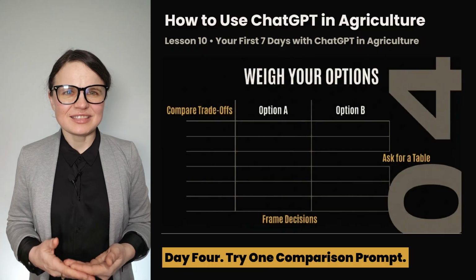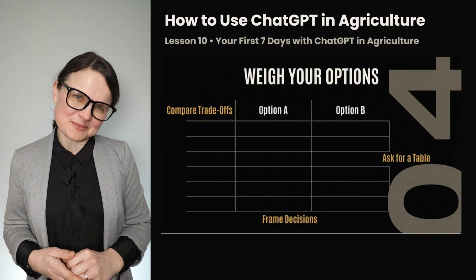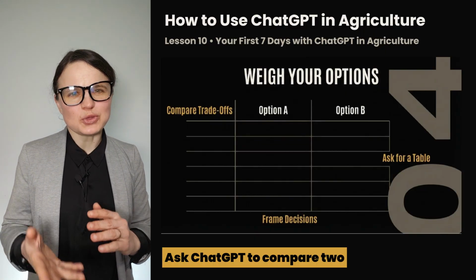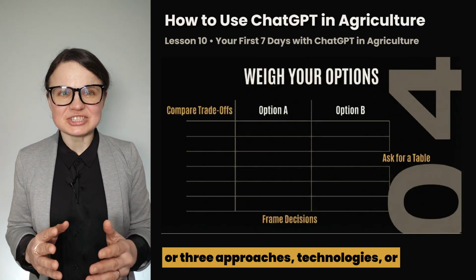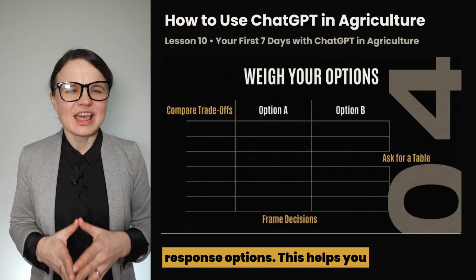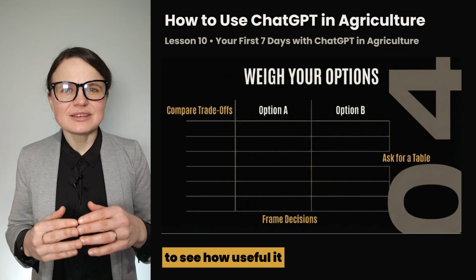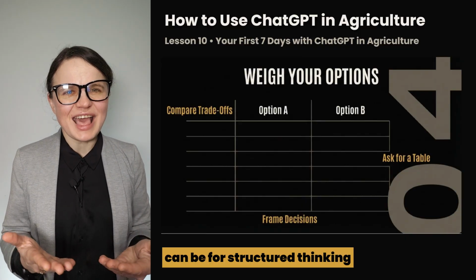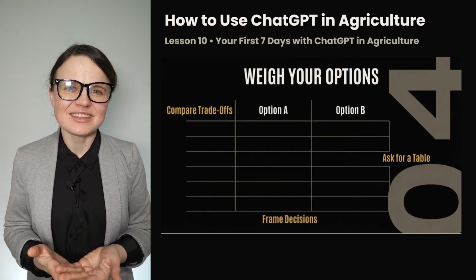Day 4. Try one comparison prompt. Ask ChatGPT to compare 2 or 3 approaches, technologies, or response options. This helps you to see how useful it can be for structured thinking and decision framing.